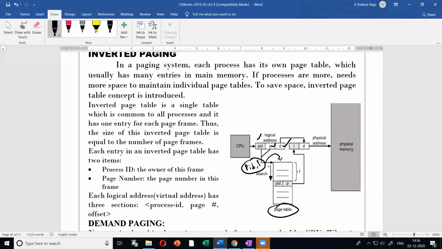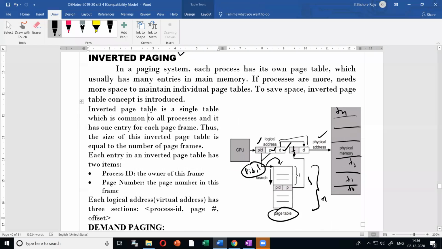This page table is common to all the processes. With PID and P, it will return the frame number. So here the frame is F, and F and D are transferred here, and the physical address will be returned. These are the different frames: F0, F1, F2, and so on, Fn. So the number of rows in the page table is n. Is it clear? This is how inverted paging can be implemented.